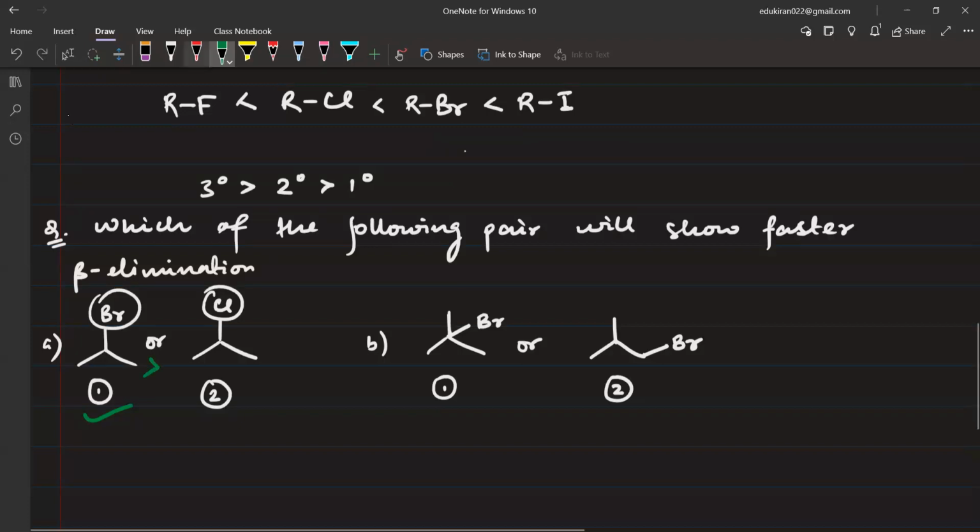Now, if you have the same halogen atom, here also we have bromine, here also we have bromine, then you have to look at the degree of carbon atom, the degree of haloalkane. So this is 3 degree, and this is 1 degree. So which one will be faster? Obviously, the 3 degree will be faster. All of you got this? Yes or no? Please tell me.